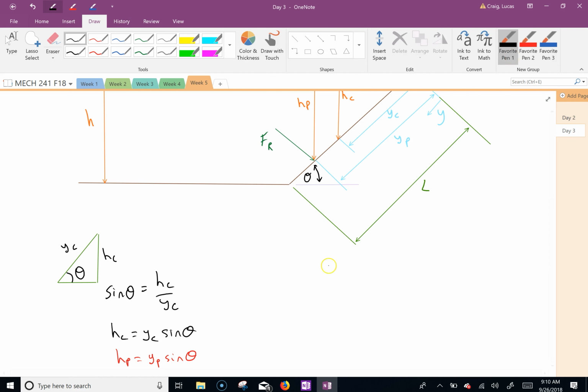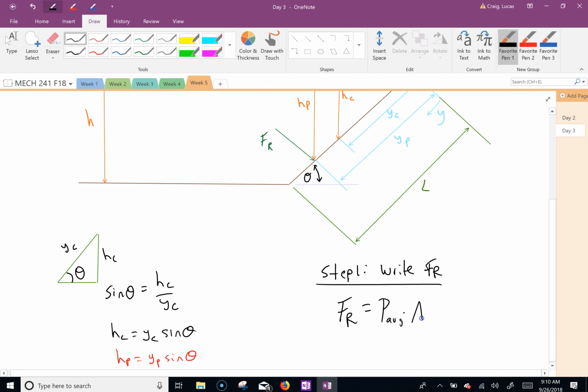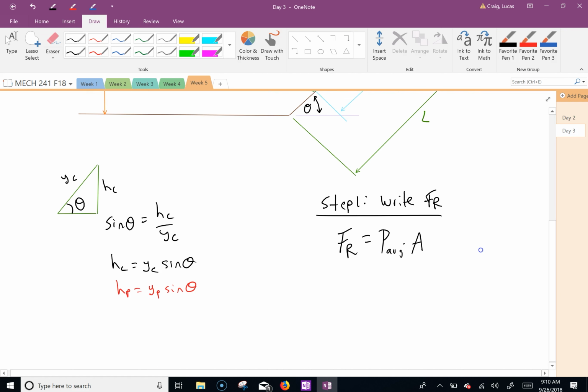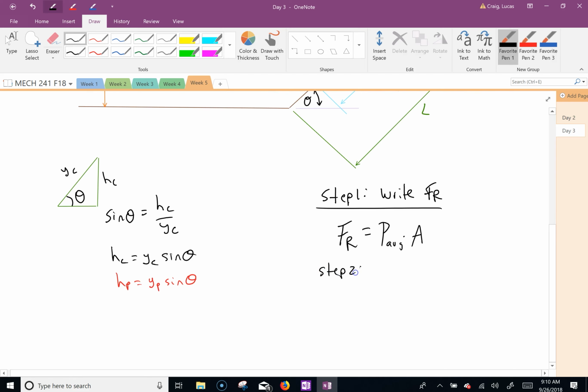Okay, so let's write some steps. Step 1. Write the FR equation. So what's FR? Yeah, what's the equation? P average times A. Step 2. Find P average. P average equals rho g HC.